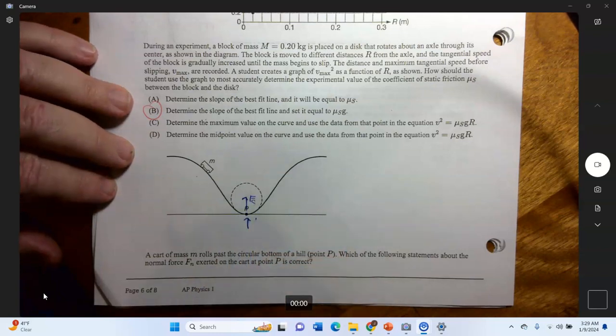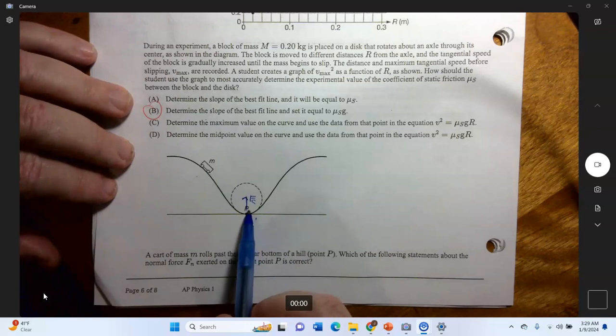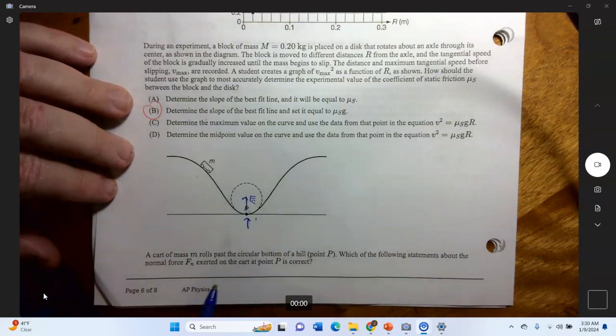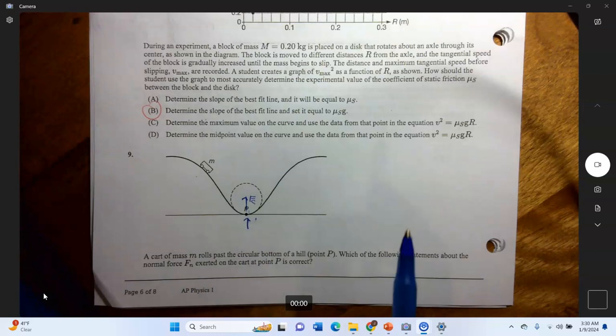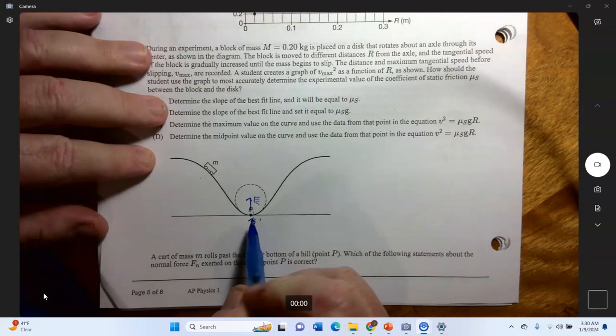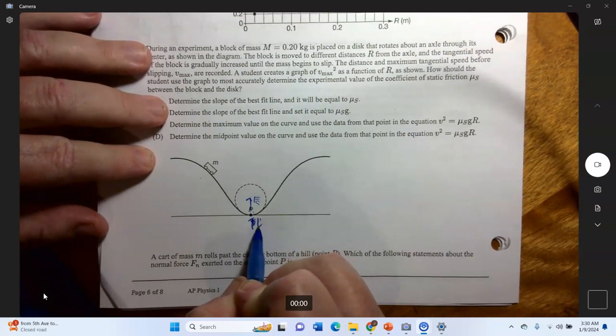The centripetal force pulling it inward. Okay, so that force always has to be greater than any force pushing it out, otherwise it won't stay in a circle. So now what we've simply done is, let me change this arrow actually, we've added weight to it, mg.